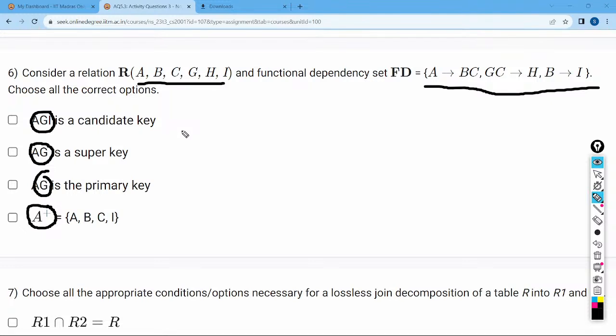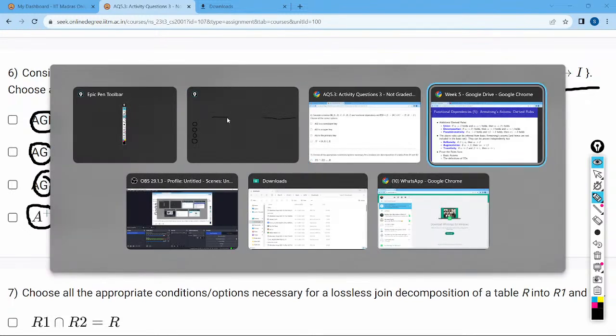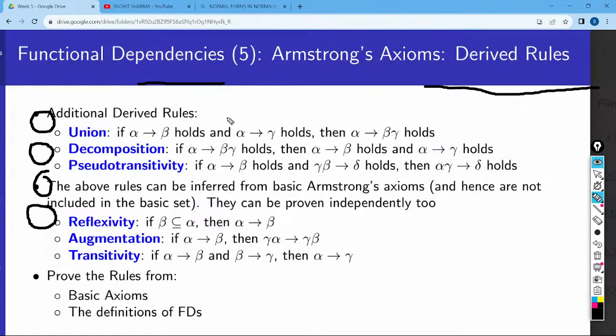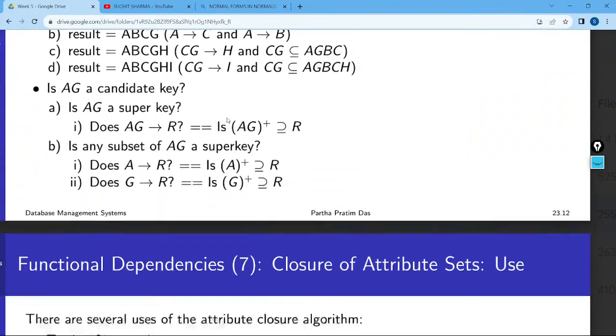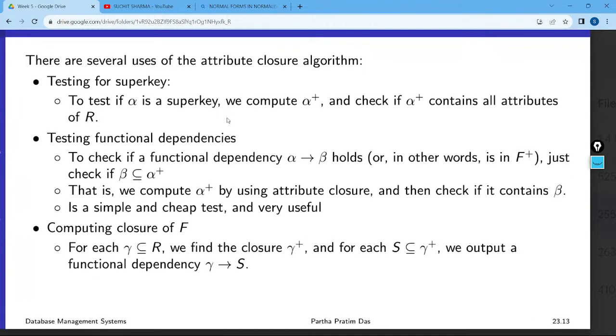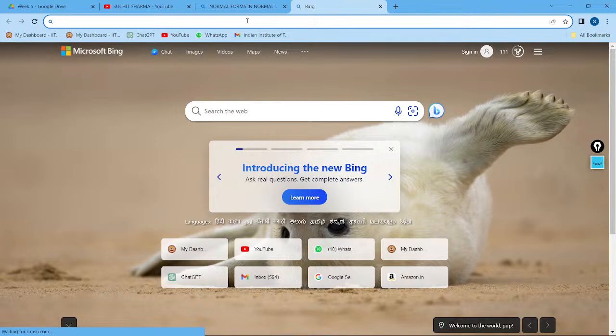Give me one second. Okay, yes. Let's check AGI, whether AGI is a candidate key or not. So we have this here. Plus, let me show you this.